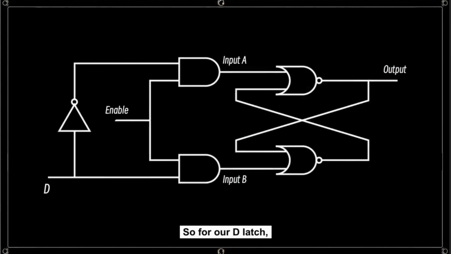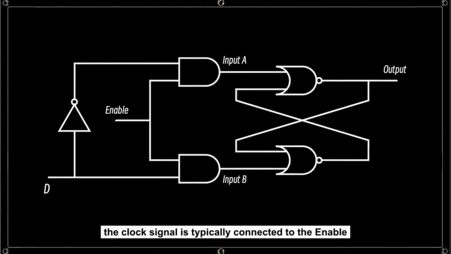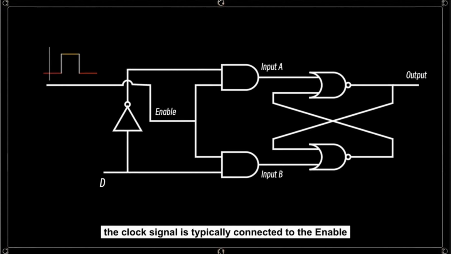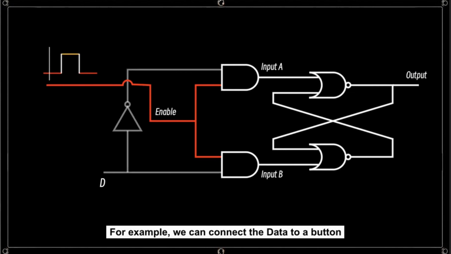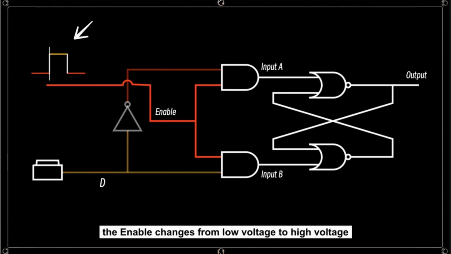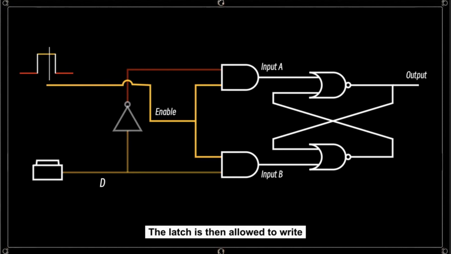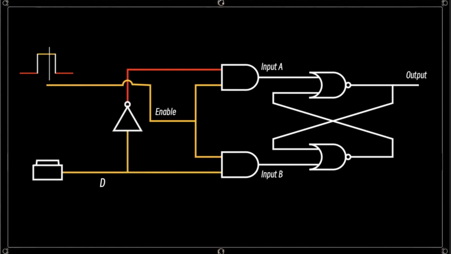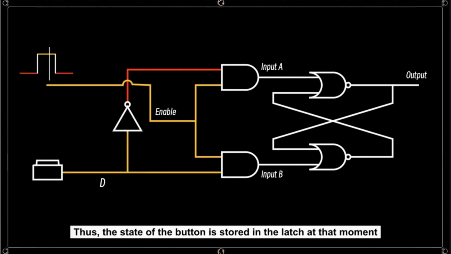So for our D latch, the clock signal is typically connected to the enable. The data will connect to a data source. For example, we can connect the data to a button. When the button is not pressed, it is a low voltage. Then when the next clock cycle arrives, the enable changes from low voltage to high voltage. The latch is then allowed to write. Thus, the state of the button is stored in the latch at that moment.